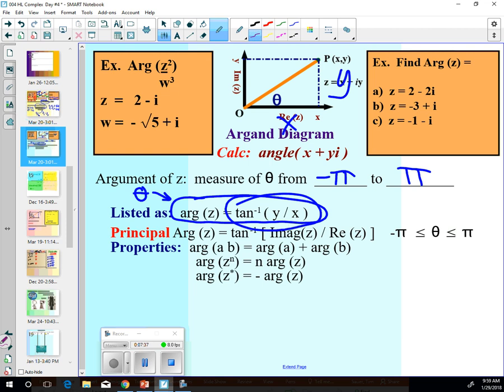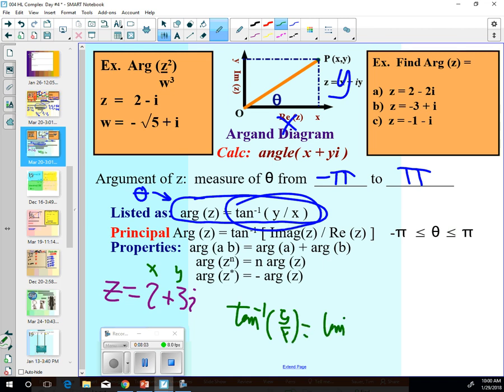So let's try it. Let's take, I want an easy one. Let's say z is equal to 2 plus 3i. That's a good one. And here's my x, and here's my y. When I take the inverse tangent of y over x, that's going to be the inverse tangent of 3 over 2. Will I get an answer? Sure, you'll get an answer.